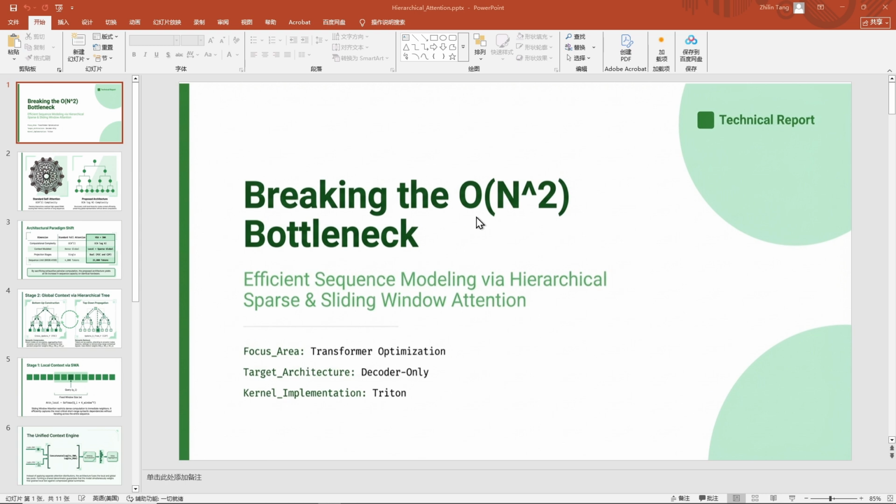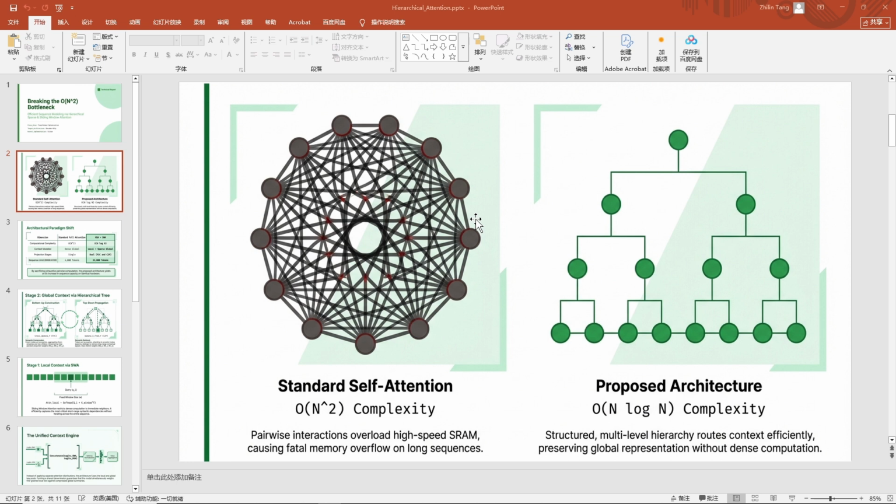Today I will be presenting my research project on building a more efficient transformer architecture. As we know, standard transformer models rely on self-attention to compute the relationships between tokens in a sequence. However, this requires computing interactions between every pair of tokens, which results in quadratic computation and memory complexity. When sequences become long, this scaling becomes very expensive.